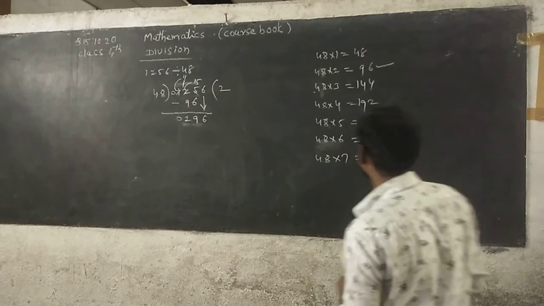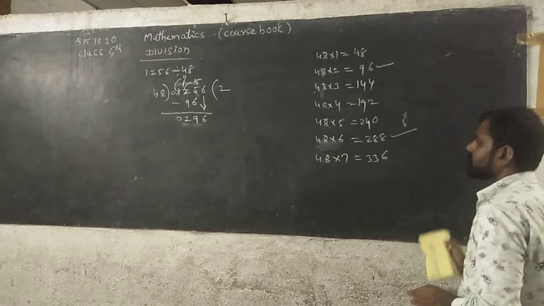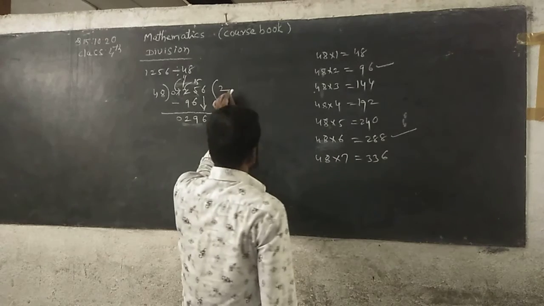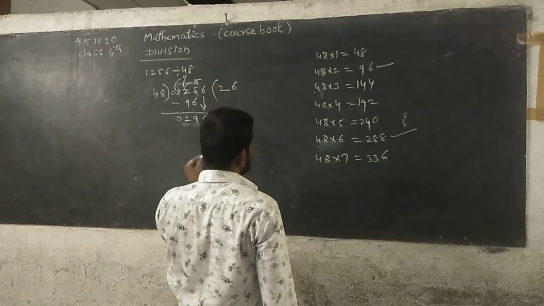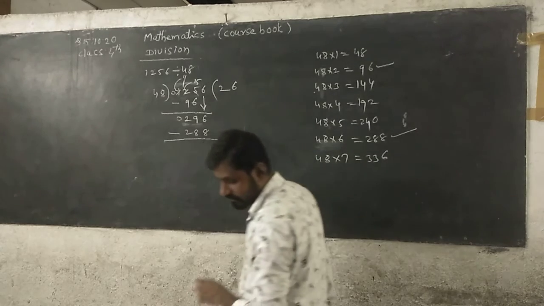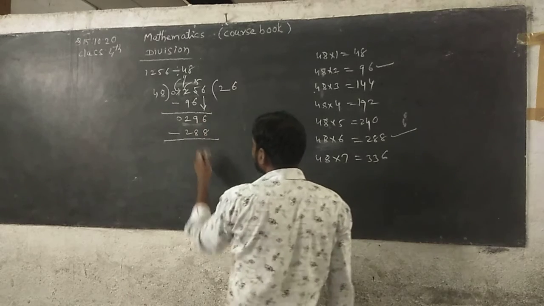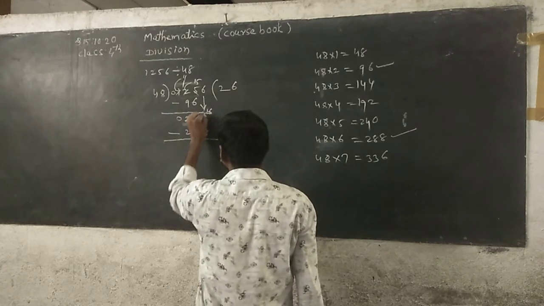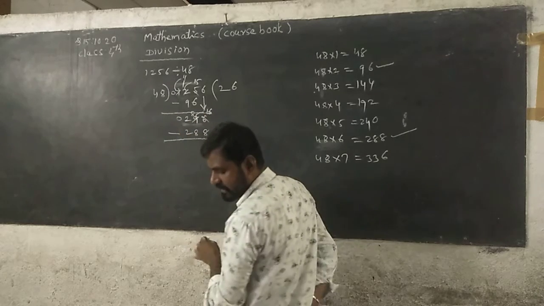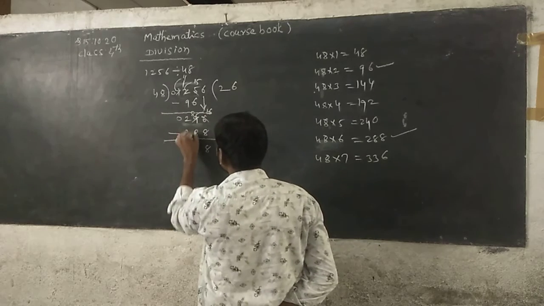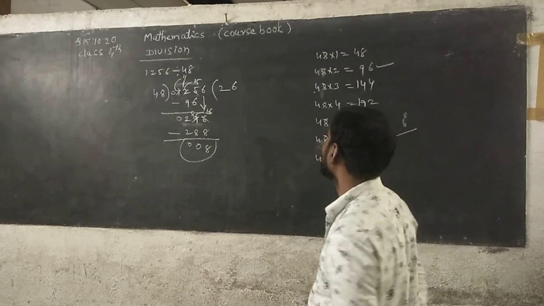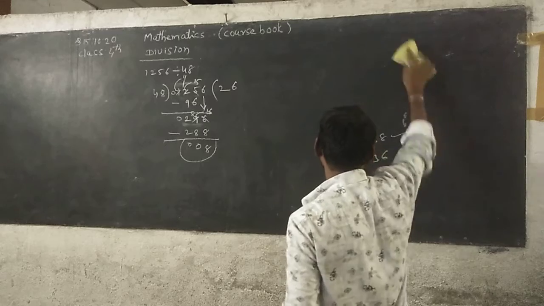So we have to take 48 6s are 288. See here, 6 minus 8 possible? Not possible. Take borrowing, 10 plus 6, 16. Here it can lose one, 8. Now 16 minus 8 you can get 8. 8 minus 8 is 0. 2 minus 2 is 0. So the remainder is equal to what? Here 8. Then let us check.